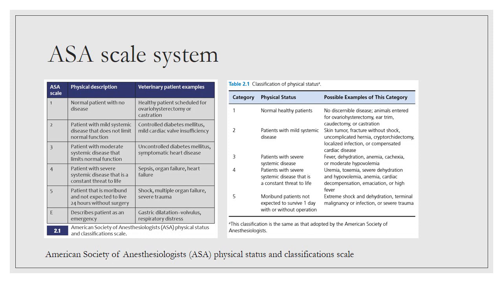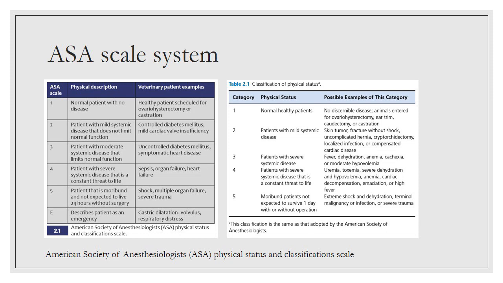We can see there are two pictures on the slide. One of them is the original ASA scale system and the other is slightly modified. For our hospital, we've been using the scale system with the emergency level. It makes things much easier for us, and also for nurses to understand the patient's risk level, because it gives you a precise description of the patient, how you scale the patient, and the disease, like the examples for different levels of the patient. For level 3, the patient may have controlled diabetes, and for level 4, the patient may have sepsis, organ failure, or heart failure.